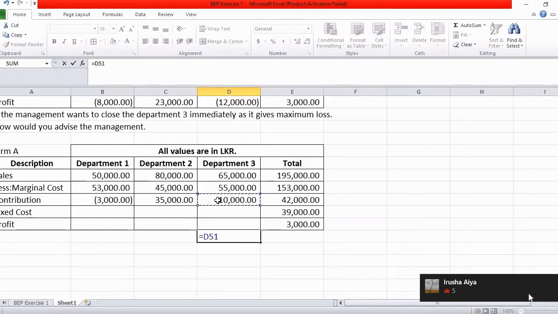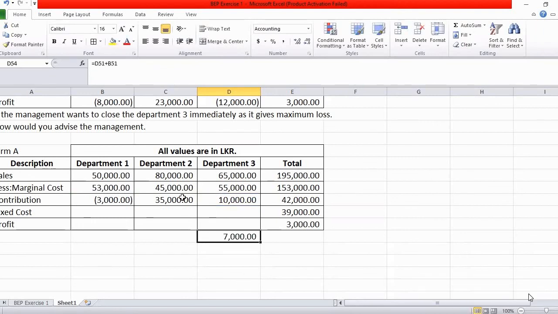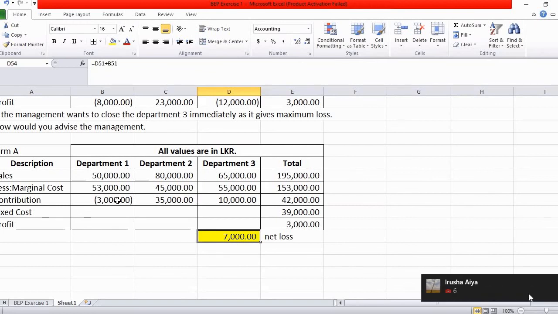If you close the department, then here is a 7,000 net loss, right? It is a net loss. Because if we close this department three, we cannot cover this negative contribution either. So if we cover this 3,000 from department C, then that 7,000 positive contribution can be taken if department three is continued, right? Then department A is to be wound up, because it has a negative contribution. That's why the 7,000 net loss. Now understood? Yes, sir, now understood.